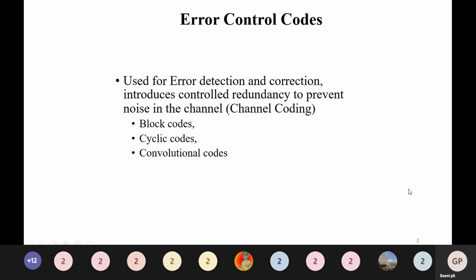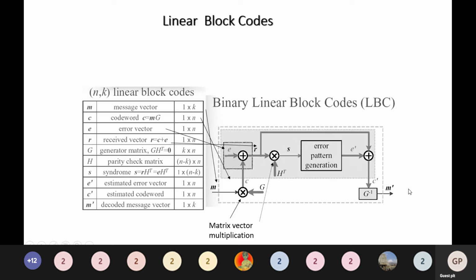If you take linear block codes, the format or the structure of linear block codes is (n, k). It takes k bits of input at a time and produces n bits of output. If m is the message vector, it is considered to be 1 by k. The code word c is equal to m times G, which is 1 by n. The error vector is 1 by n. The received vector r is equal to c plus e, code word plus the error, which is 1 by n.